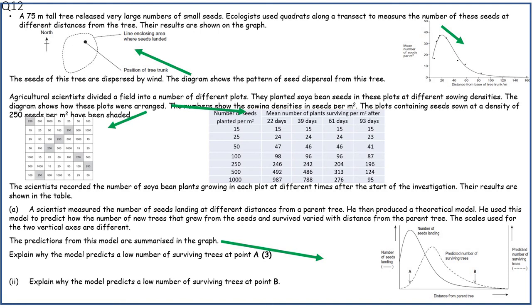Agricultural scientists divided a field into a number of different plots. They planted soybean seeds in these plots at different sowing densities. The diagram shows how these plots were arranged. The numbers show the sowing densities in seeds per metre squared, and the plots containing seeds sown at a density of 250 seeds per metre squared have been shaded.